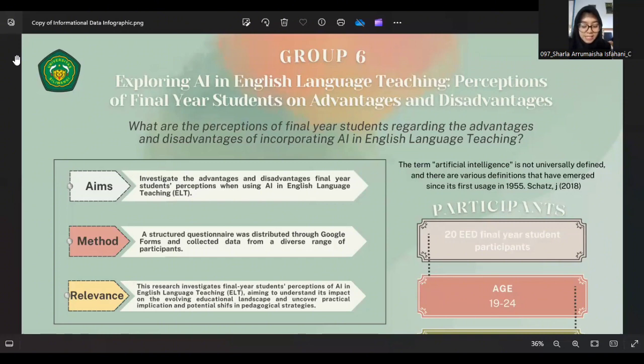The relevance of this study lies in investigating how AI is being perceived by the final year students in the context of ELT. The significance of this study extends beyond academic curiosity, and it's pivotal to understanding how AI is evolving in the landscape of education. By focusing on how AI is being perceived by the final year students, the study aims to uncover the practical implications and the potential shifts in pedagogical strategies.